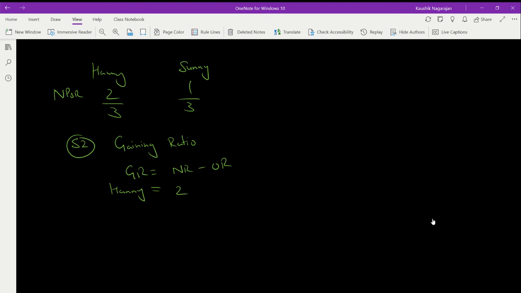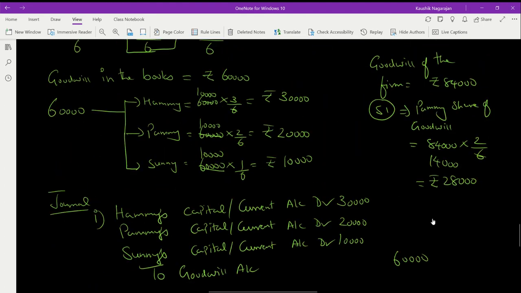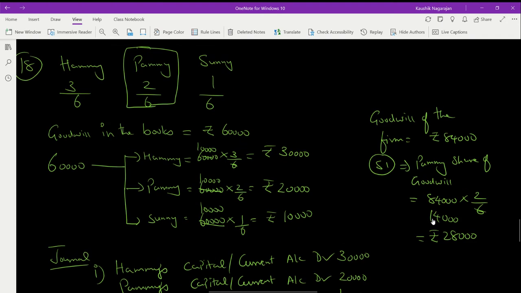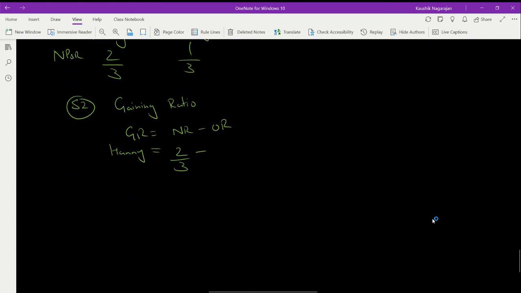The new ratio is 2 by 3 minus the old ratio of Hanny, it was 3 by 6. So 2 by 3 minus 3 by 6. If you do this, the LCM will be 6, 3 into 2 and 2 into 2, that means 4, minus 6 into 1 and 3 into 1, so that gives me 3. This will be 1 by 6, a positive figure, that means gain.